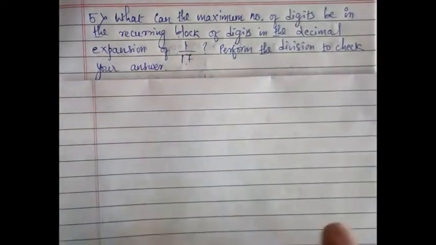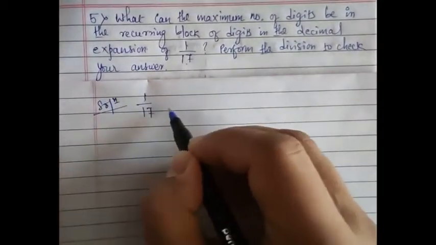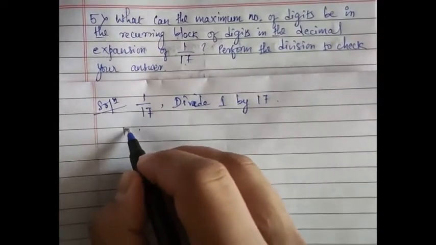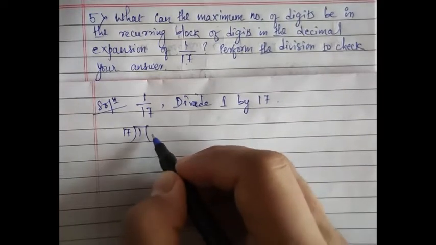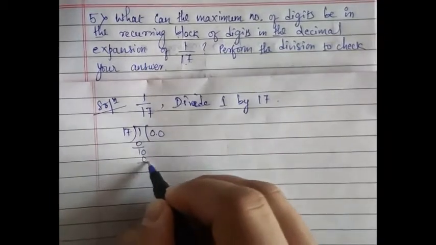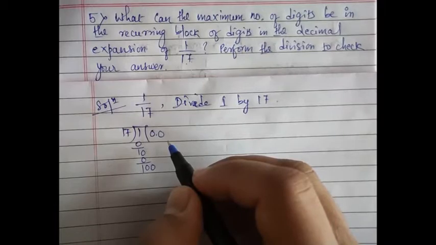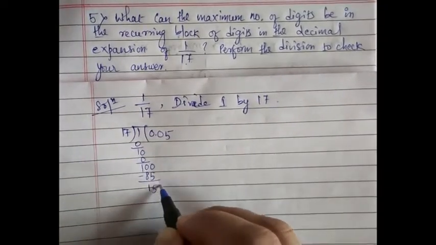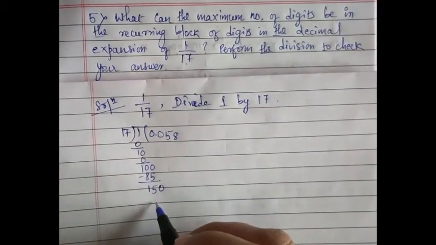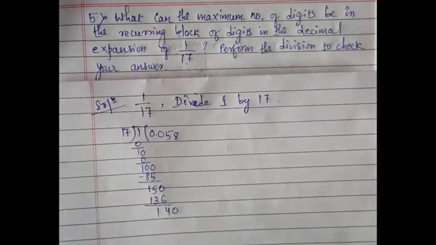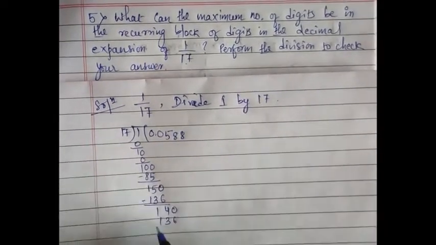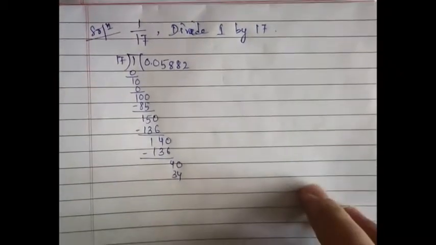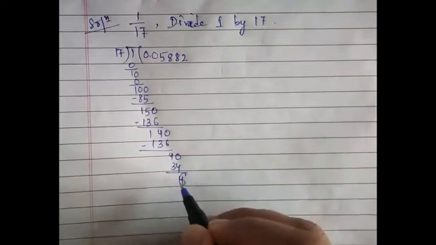So the solution is 1 by 17. You have to divide 1 by 17. You have to perform this activity. So 17 goes into 1, 0 times; 1.0, 0 again; then 10, 100. So 17 times 5 is 85, subtract, and it is 15 here, then 150. 17 times 8 is possible, it is 136, leaving 14, then 140. 17 times 8 is again 136. Then 17 times 2 is 34, right?